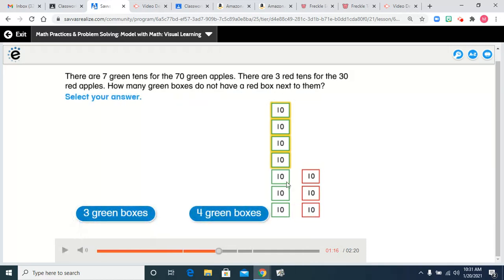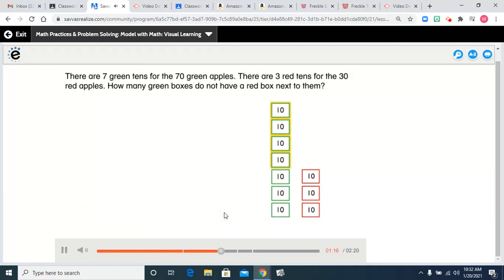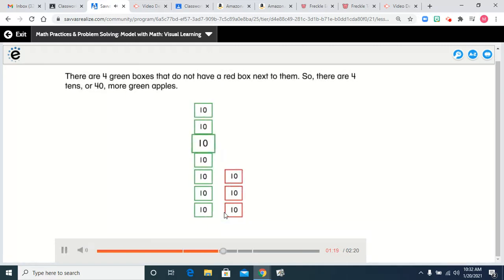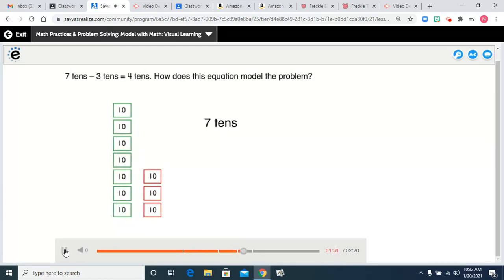Okay, if you look, there are 3 green ones down here, and 3 of those green ones have a red one next to them. So there are 1, 2, 3, 4 green ones that don't have a red box next to them. So the answer would be 4 green boxes. There are 4 green boxes that do not have a red box next to them. So there are 4 10s, or 40 more green apples. 7 10s minus 3 10s equals 4 10s.